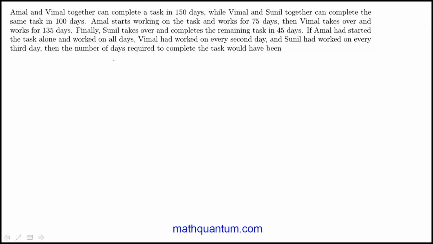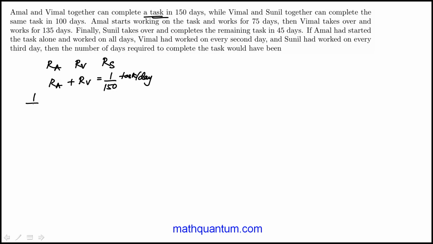So this is a hard question because you have so many different variables and lots of information. So I'm going to use the rate setup where R sub A is the rate at which Amal is doing the work, and then same thing for the other two. And the first translation here would be that the sum of the rates of Amal and Vimal is 1 over 150, because this is the fraction of a job that they're doing per day.